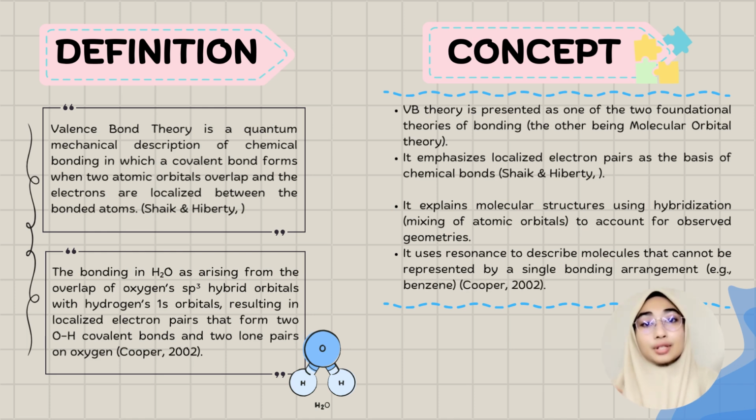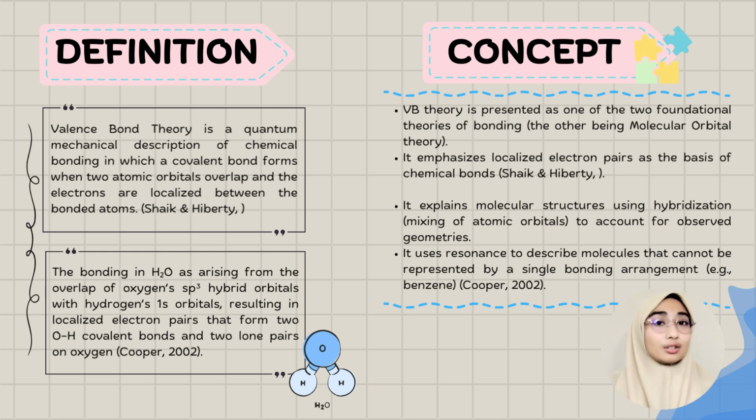For the molecule that we study, which is H2O, valence bond theory defines the bonding in H2O as arising from the overlap of oxygen's sp3 hybrid orbitals with hydrogen's 1s orbital, resulting in localized electron pairs that form 2 O-H covalent bonds and 2 lone pairs on the oxygen.